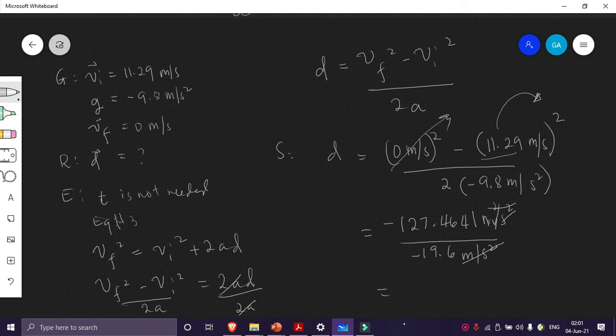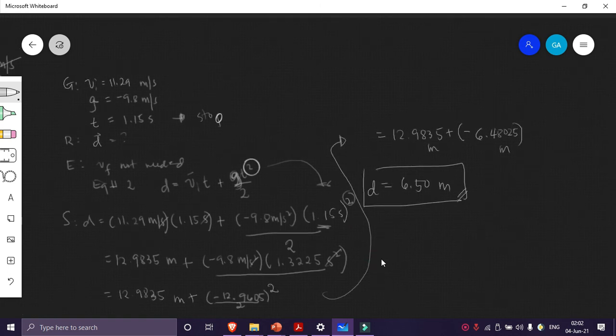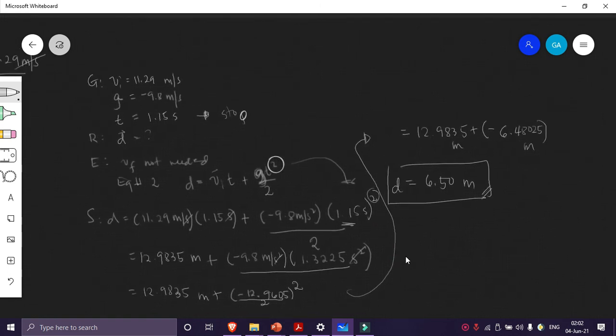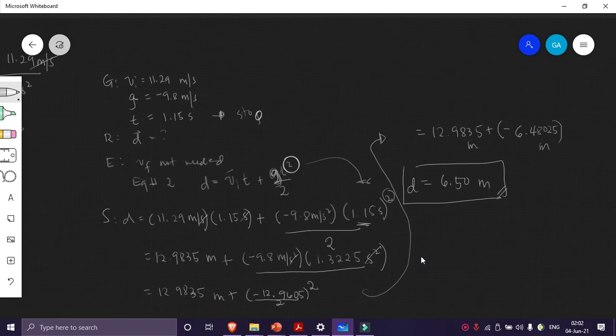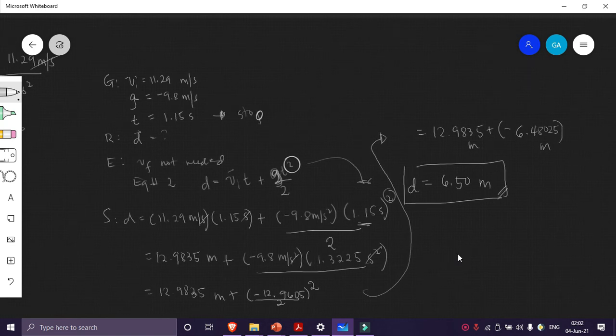Okay, then we divide. The negative 127.4641 divided by negative 19.6. Our answer is 6.50 meters. Okay? So, comparing it from what we have solved kanina, we have the same answer, 6.50 meters then. So, that is how you solve problems involving the uniformly accelerated motion in the horizontal and the vertical dimensions.